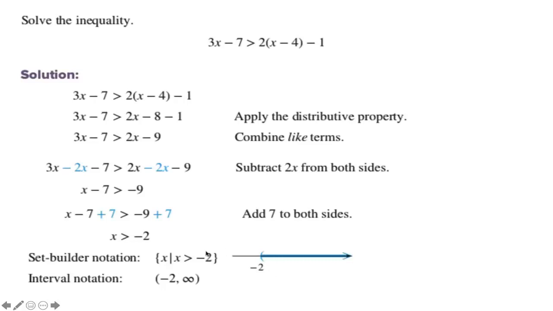So that's the picture, and here's the set notation: all x such that x is greater than negative 2. Or if I want interval notation, then negative 2 to infinity. So make sure you understand all the different ways of denoting this solution set: set notation, interval notation, and then inequality.